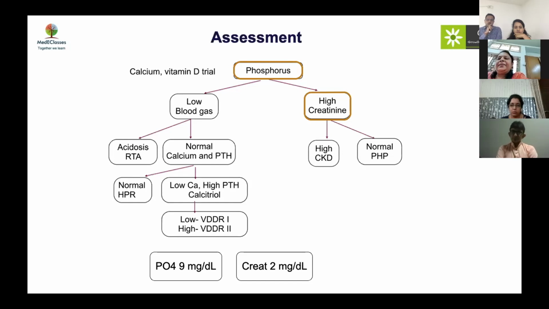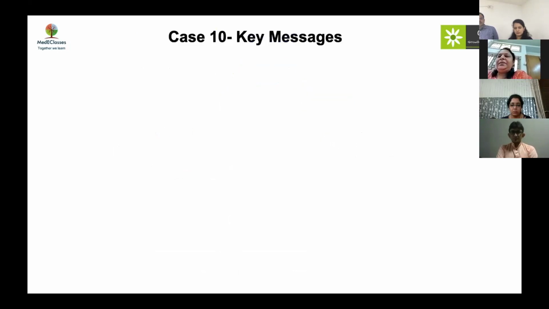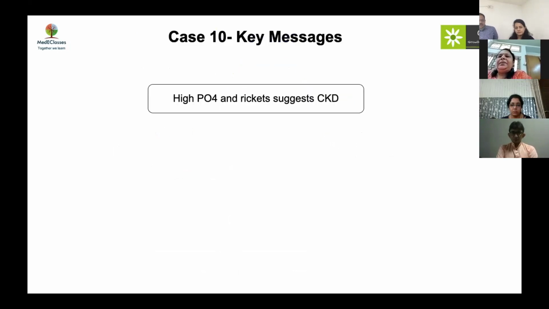I think we are losing Dr. Pradeep again. So if the phosphorus is high, it has to be renal failure you have to evaluate. And very importantly, RTA is a tubular problem. So you have to exclude glomerular problem before you go ahead and rush a diagnosis. And CKD is much more common than RTA. Yes. So Dr. Pradeep, I think you agree with that we should rule out kidney failure in this case. So the key messages I think are that high phosphorus and rickets suggest chronic kidney disease.